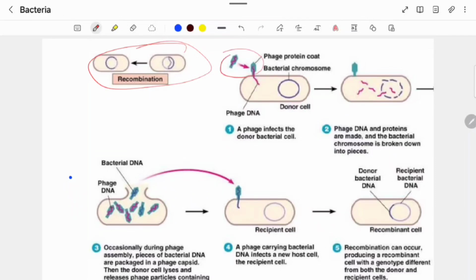Here, this is bacteriophage. Phage is insert phage DNA. This is phage DNA, and this is donor cell. The phage protein code, this is bacterial chromosome. Step number one, a phage infects the donor bacterial cell. Second step, phage DNA and proteins are made. The bacterial cell chromosome is broken down into pieces.